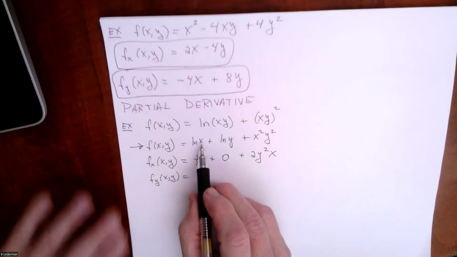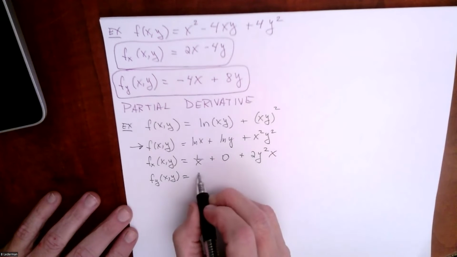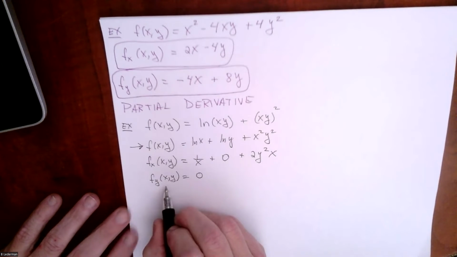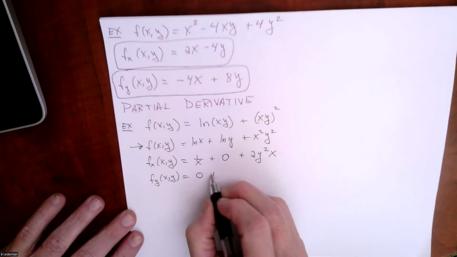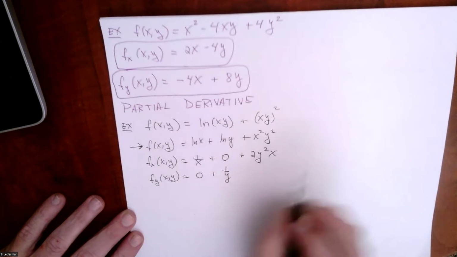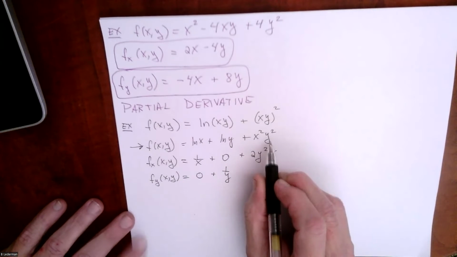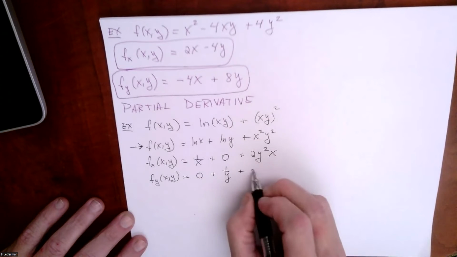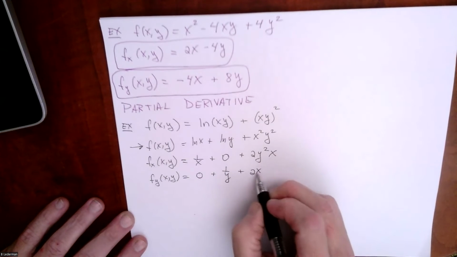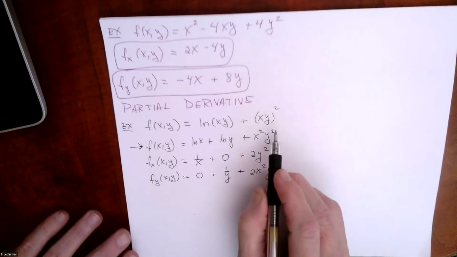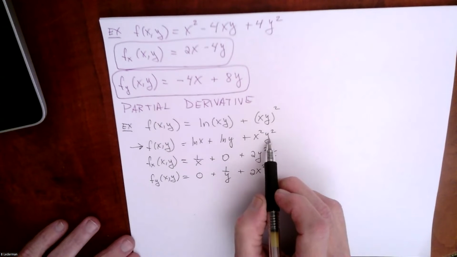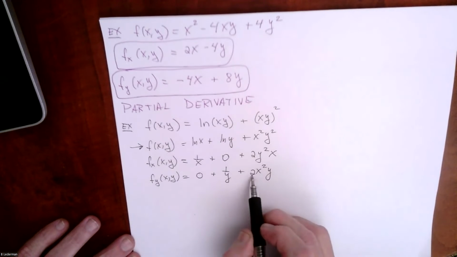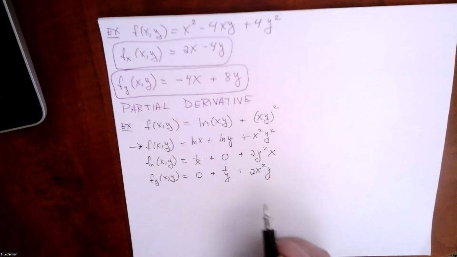So ln x is just a constant because y is considered like a constant. Ln y, that's going to be 1 over y. And here I'm going to do the exact same thing I did before. It's going to be 2 times x squared times y. Why is that? Because the derivative of y squared is 2y. So that's the 2 and that's the y. And the x squared I'm just leaving in the middle. I just like writing it that way. And that is my answer. And that is quite remarkable.